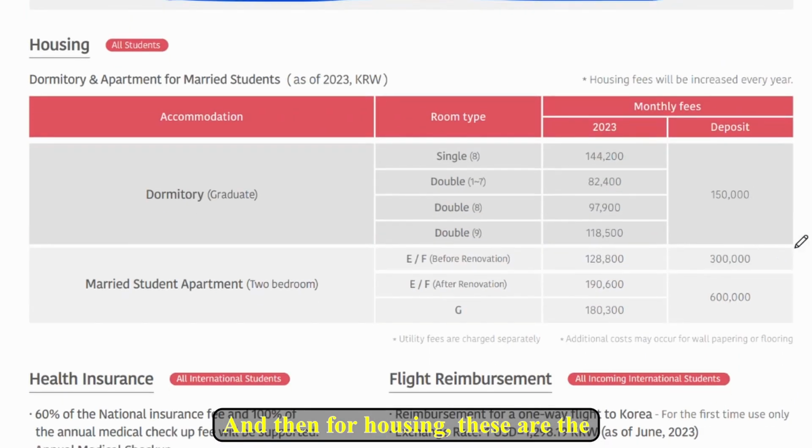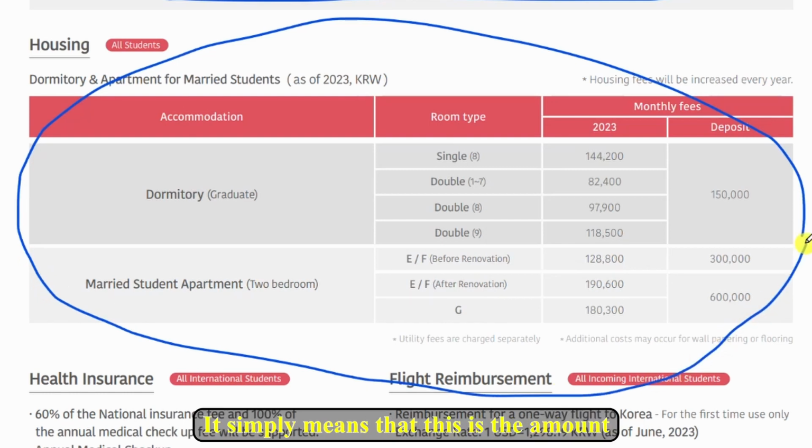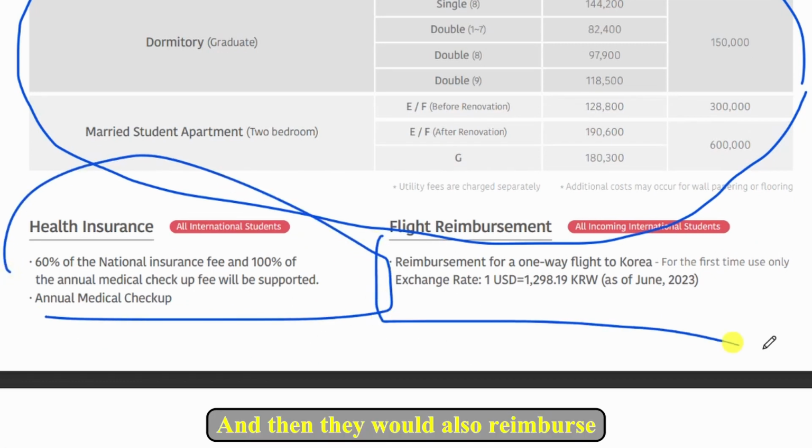And then for housing, these are the housing options that are available. It does not mean they'll provide you housing. It simply means that this is the amount that you would pay if you want to stay in the dormitory that is located at the university. We already talked about health insurance. And then they would also reimburse your one-time flight ticket into Korea.